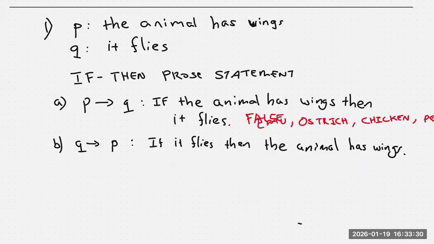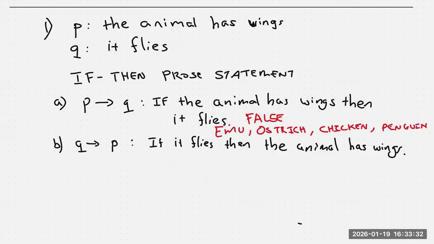So those are examples of animals that make this statement false. They have wings, but they can't fly. All right. What about the other way around now?